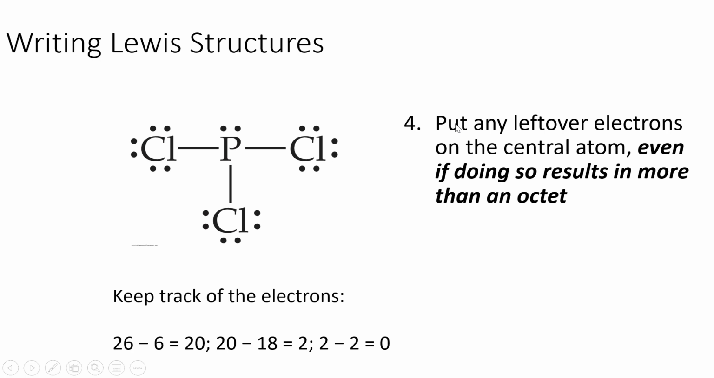So this next step: put any leftover electrons on the central atom, even if doing so results in more than an octet. This is key. We will see this later on in the week. We will see that sometimes you end up breaking the octet rule. You end up with even more than 8 electrons on the central atom, and that's okay. And that's why it's really important we keep a running tally of how many electrons should be in our picture. We don't want to just assume everyone will have an octet, because our number of electrons might not work that way. So this is a key step.